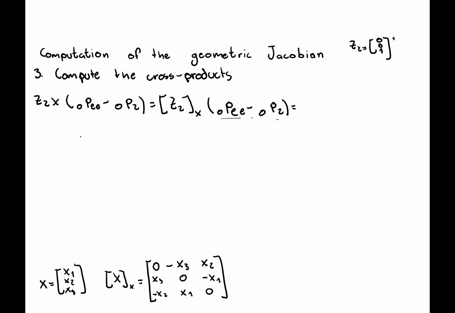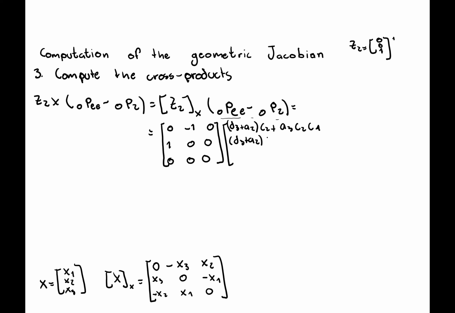So this is equal to 0, minus 1, 0, 1, 0, 0, 0, 0, 0 times d3 plus a2 times cosine 2 plus a3 cosine 2 cosine 4, then d3 plus a2 sine 2 plus a3 sine 2 cosine 4, then a3 sine 4.